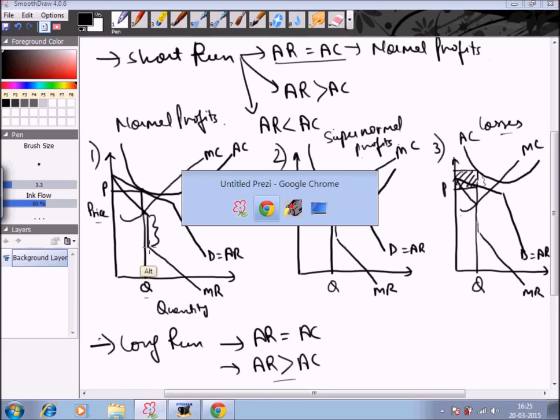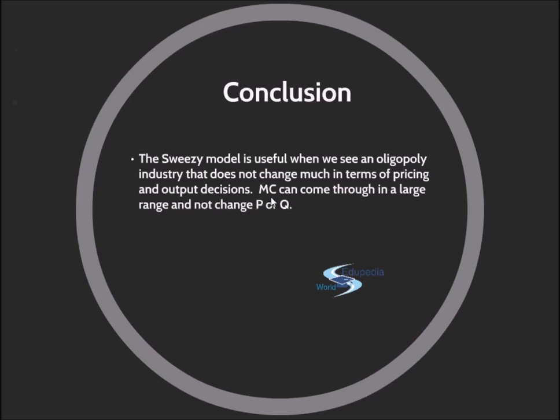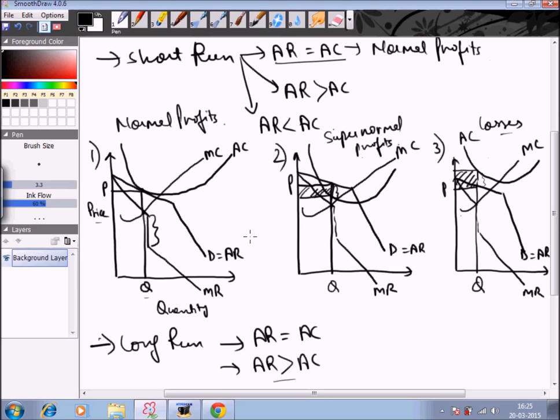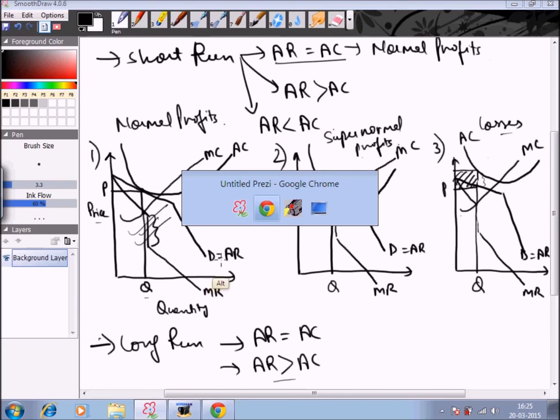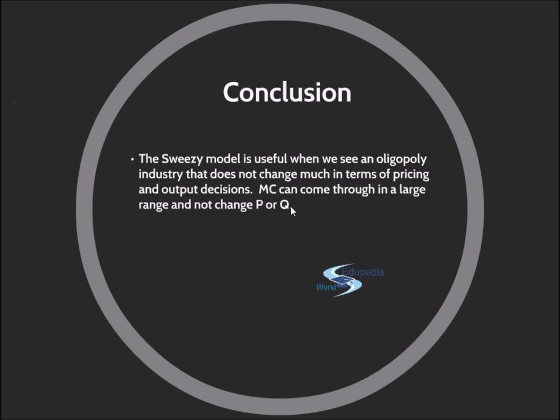So marginal cost can move through a large range and not change P or Q. We have seen that if at this particular point the marginal cost comes here or here or here, the price and quantity will not change. So concluding upon this, I assume that you have understood the concept very clearly.